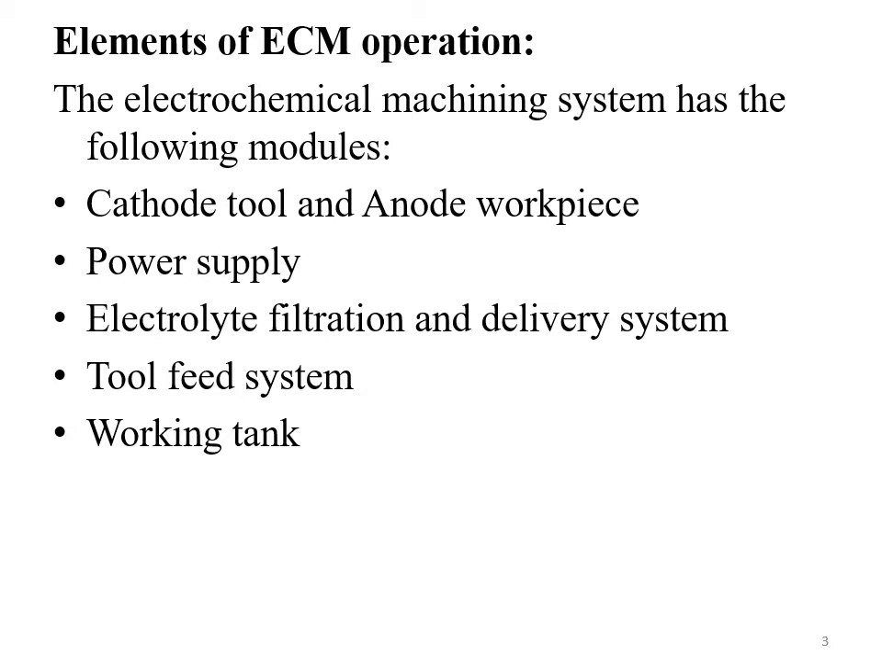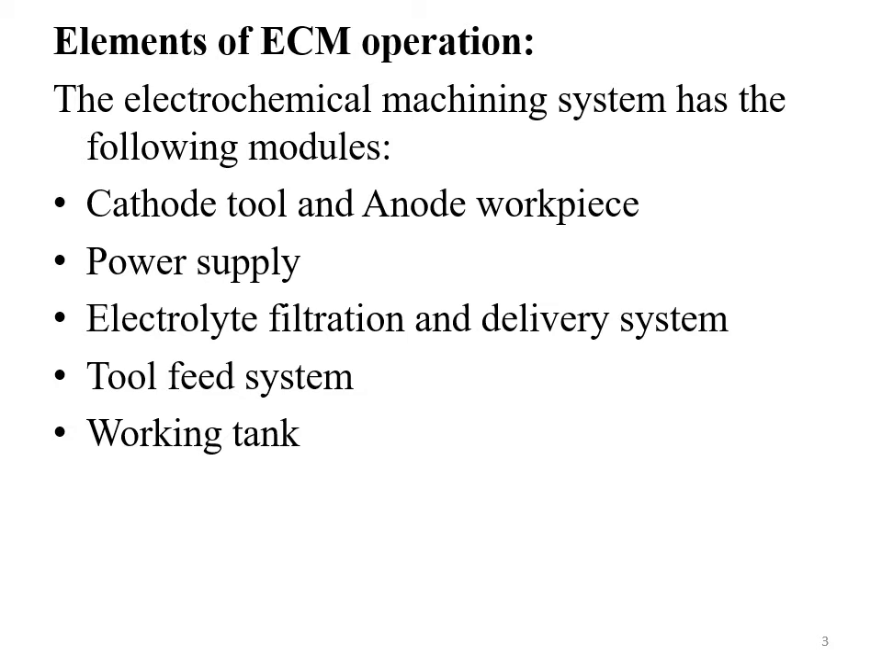The third one is the electrolyte filtration system. The electrolyte needs to be filtered before it is sent to the machining zone. The next is the delivery system. Once the electrolyte is pumped and filtered, its pressure is monitored and regulated to the desired pressure, and then it is sent to the machining zone through the hole in the tool itself or in some other way. The next is the tool feed system, which determines how the tool is fed into the machining zone.